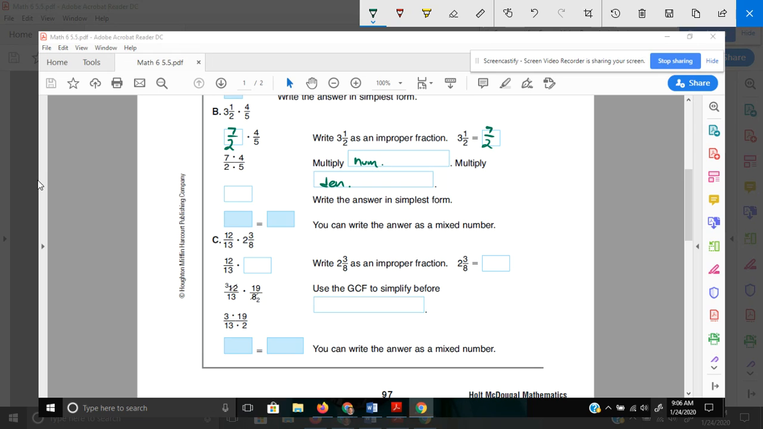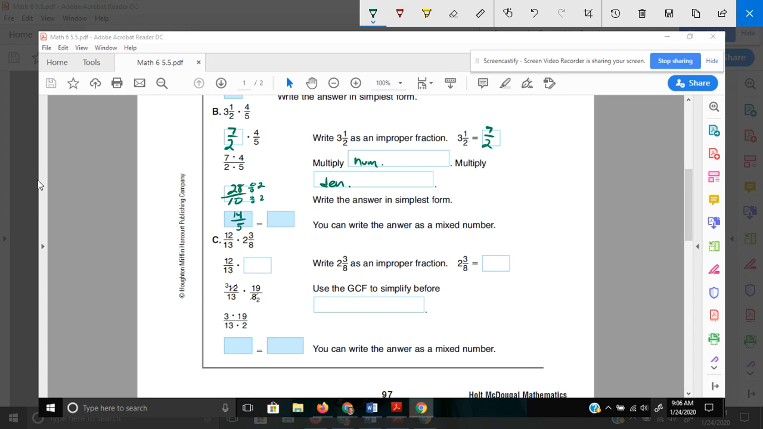I'm just going to abbreviate here. 7 times 4 would give me 28 over 10. And it looks like they're both even numbers, so I could divide them each by 2. I could divide all even numbers by 2. That would give me 14, and 10 divided by 2 would be 5.